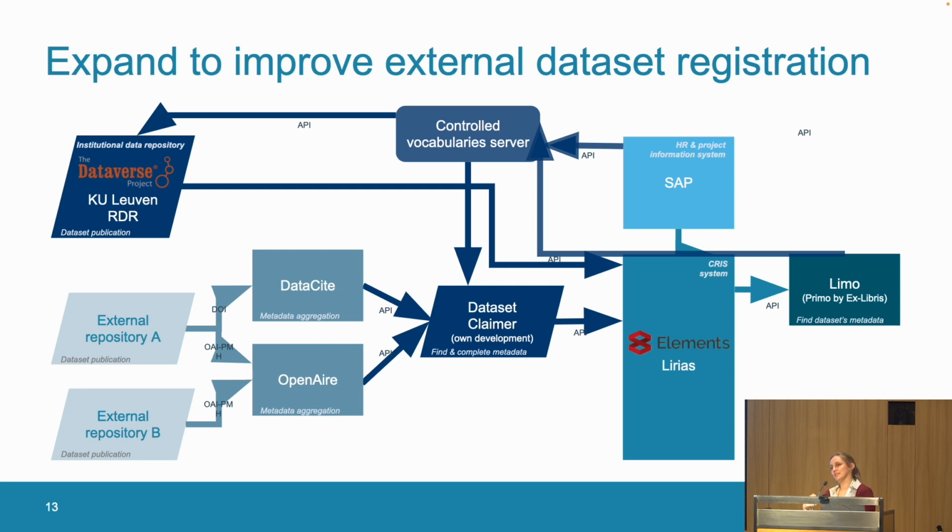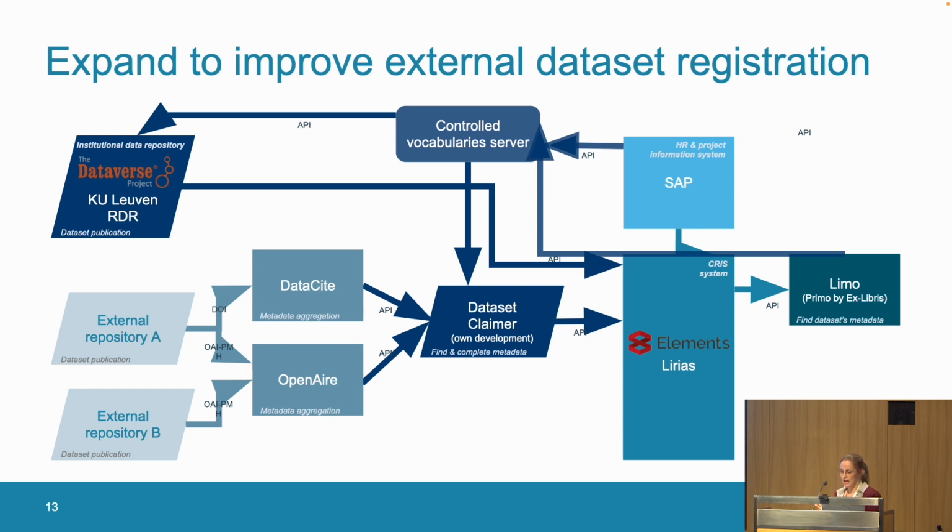But asking them to fill it in manually is a bit unrealistic, we've noticed. So we really wanted to make it as easy as possible. So we set up a little tool, which we called our dataset claimer, and we really attached it onto Elements. We made it seem as if it was part of Elements, not to confuse our researchers, because they already get confused about the fact that RADAR is not the same as Lyrias. So we didn't want to add on to that.